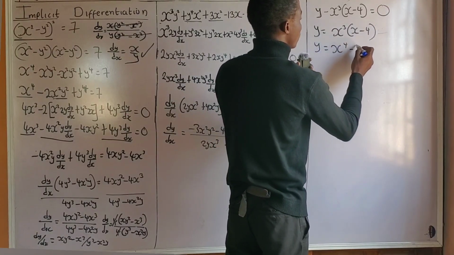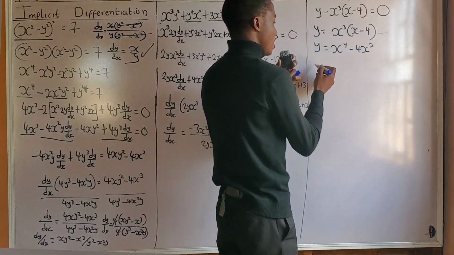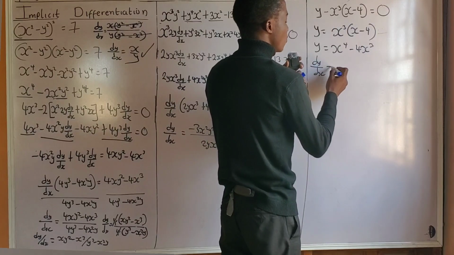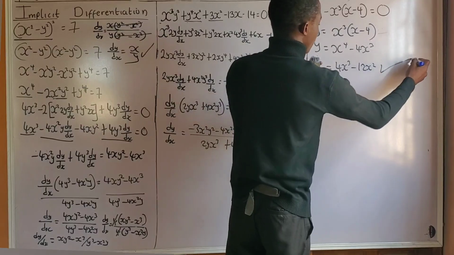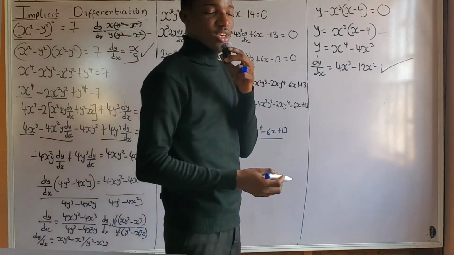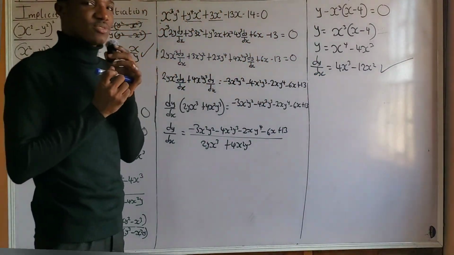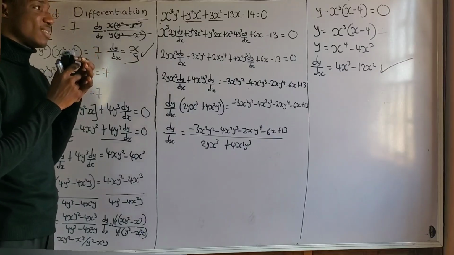x raised to the power of 4 minus 4x raised to the power of 3. Okay? dy over dx will be equal to 4x raised to the power of 3 minus 12x raised to the power of 2, which is the final answer. Do you understand? You can see that taking the derivative of a function is quite easy.